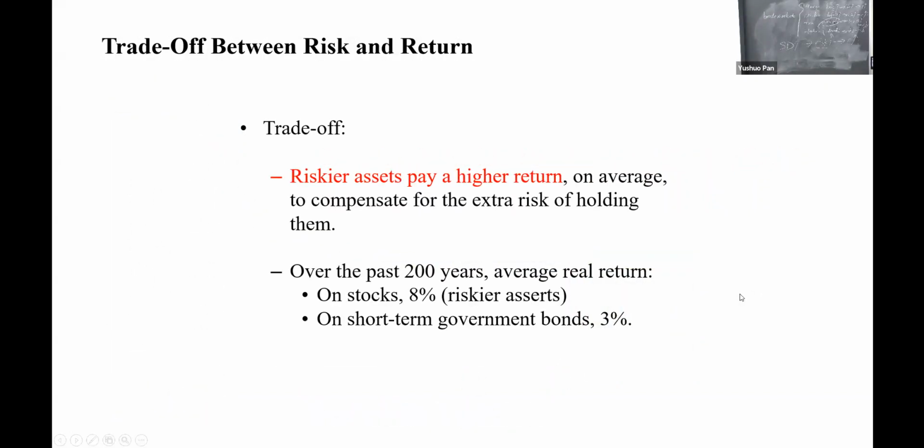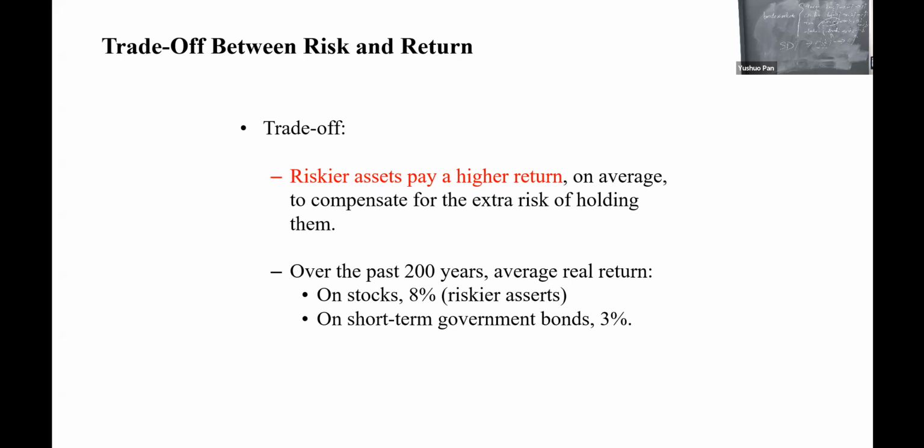The trade-off between risk and return, as I wrote on the blackboard over there: riskier assets pay higher returns on average to compensate for the actual risk of holding them. So according to history, over the past 200 years, the average real return on stock is 8% per year. Compared with bonds, because the stock is riskier than the bond, right?